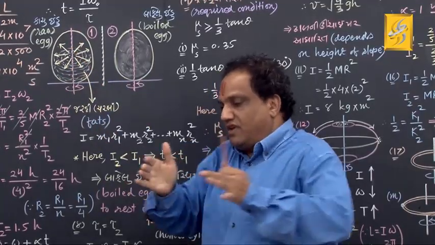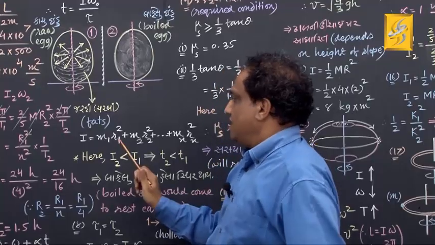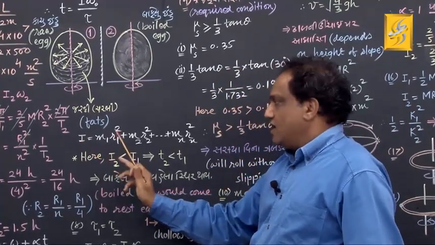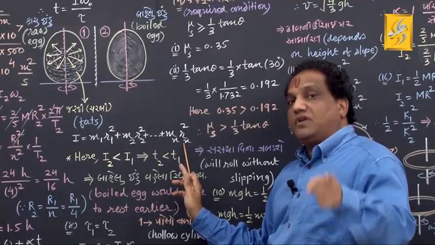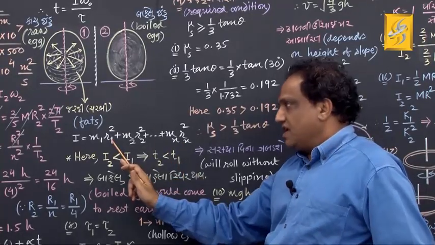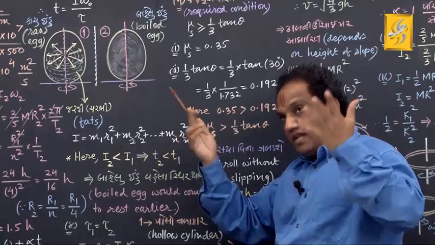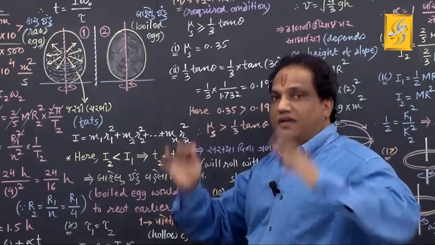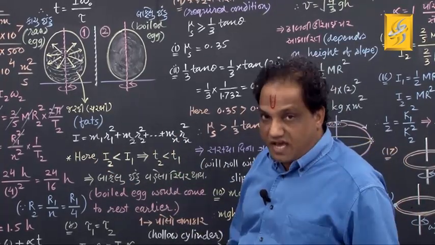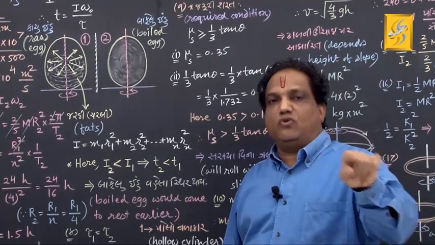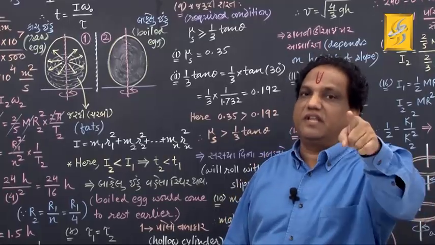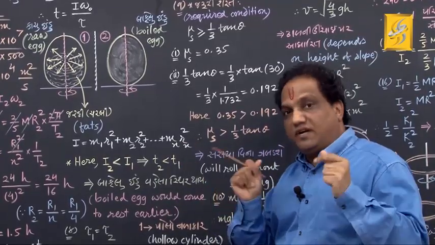And if particles are moving away from the axis, naturally in this formula of moment of inertia, all these perpendicular distances of various constituent particles from the axis of rotation would increase. If these perpendicular distances increase, naturally the value of I will increase. When the value of I increases, L equals I omega equals a constant. When I into omega is constant and the value of I is increasing, then the value of omega must be decreasing.